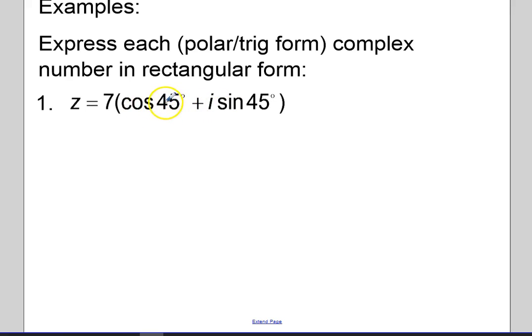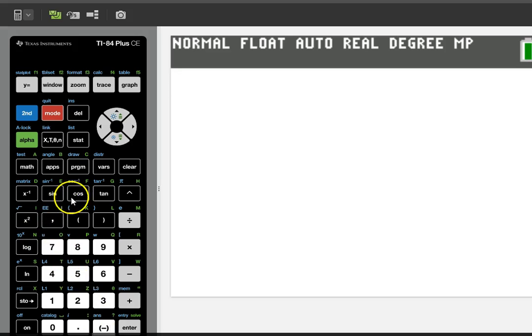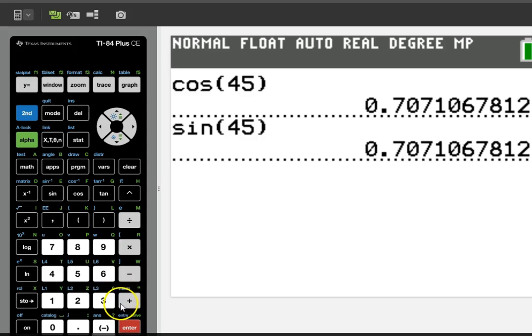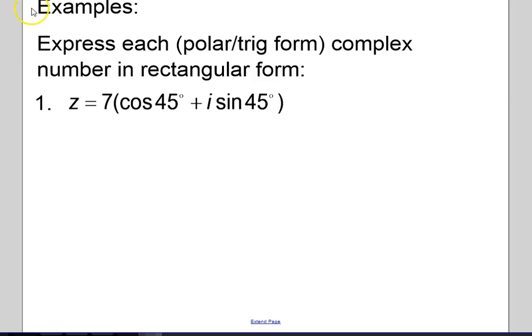So what do we know? Well, we know the cosine of 45 degrees. We can evaluate that. Let's grab our calculator, make sure we're in degrees, which we are, and do cosine of 45. 0.7071. Turns out the sine is the exact same thing, because it's an isosceles triangle. So the adjacent and the opposite legs are the same. 0.7071. Let's head back over to our question that we're trying to convert here, and we will replace cosine of 45 with its decimal approximation.